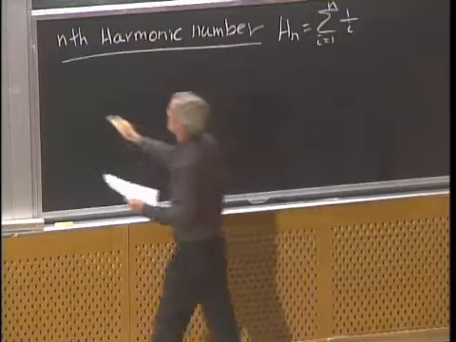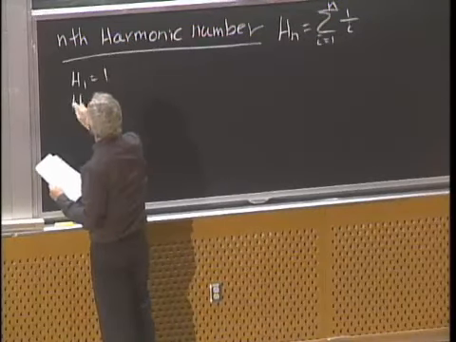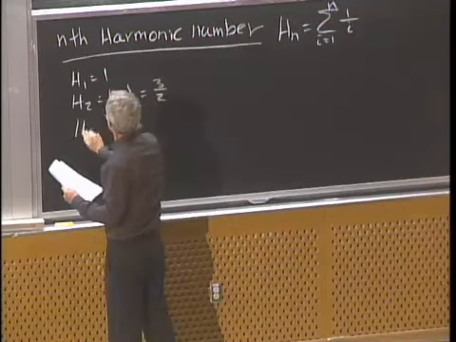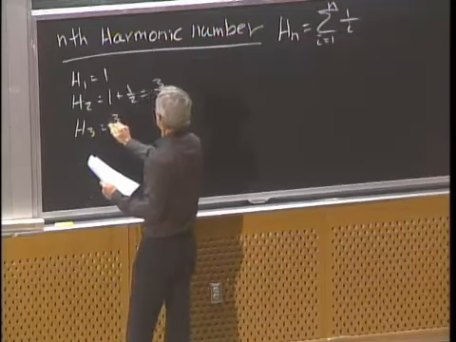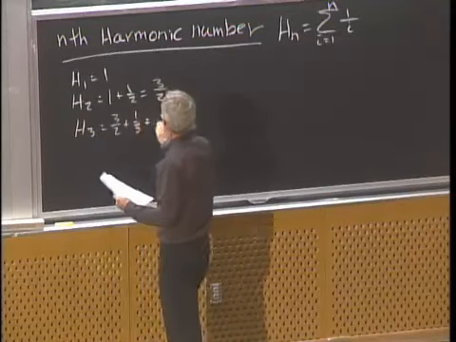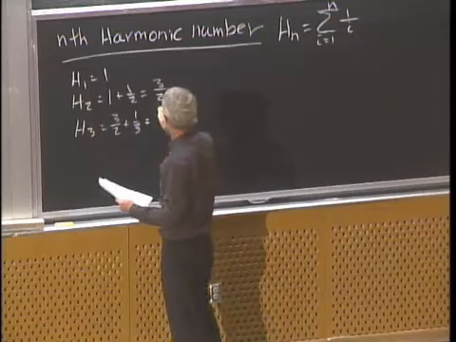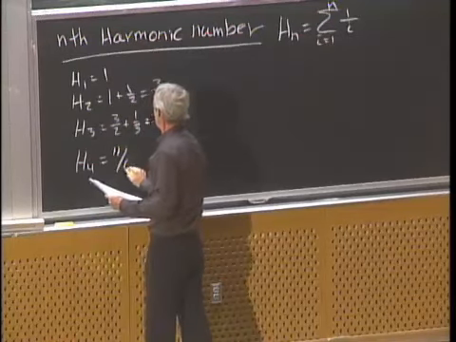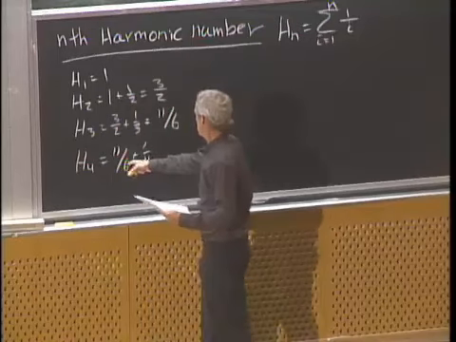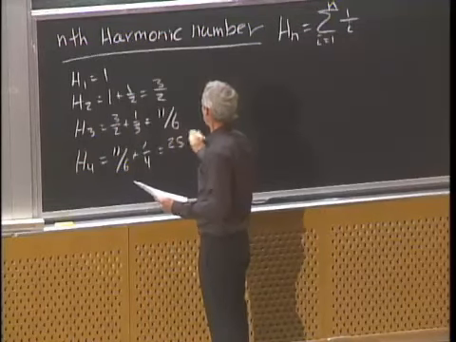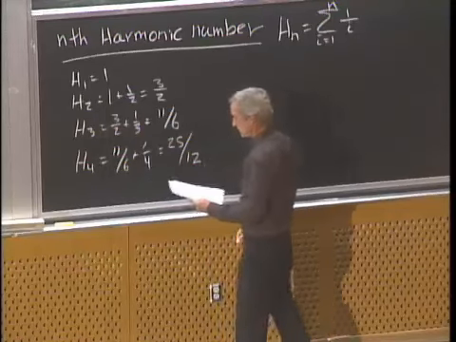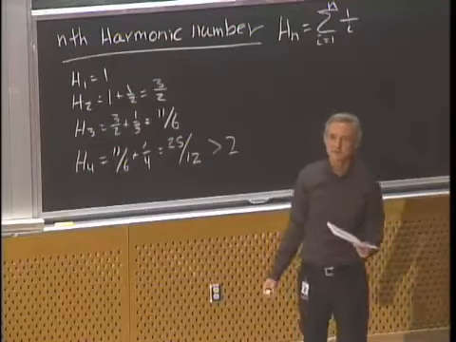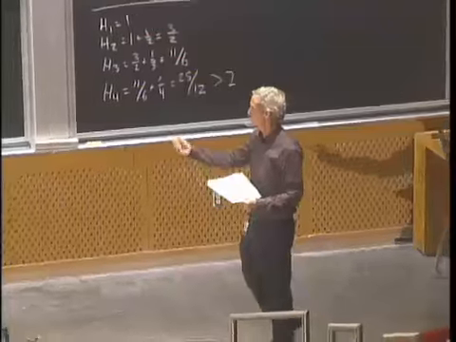All right, so for example, the first harmonic number is 1. The second is 1 plus a half equals 3 halves. The third is 3 halves plus a third, which is 11/6. The fourth harmonic number is that plus a quarter. 22 plus 3 over 12 is 25/12. That's sort of an interesting number because it's bigger than 2. What does that tell us? Why is that interesting from this perspective of what we're doing here?